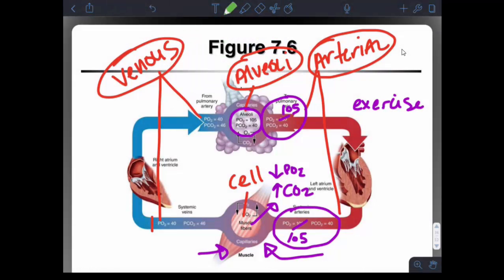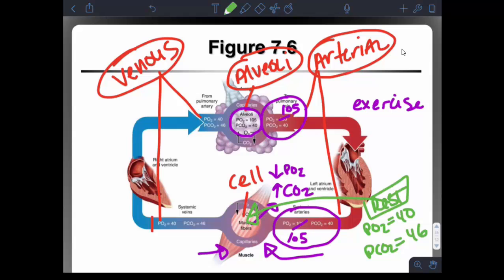So the resting values for PO2 were 40 and PCO2 was 46. Okay, that's rest, and I'm talking about the values in the cell. So during exercise, PO2 drops, PCO2 rises. And so PO2 during exercise can drop. I'm just going to give you a number. It's actually a real number.